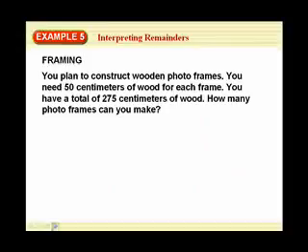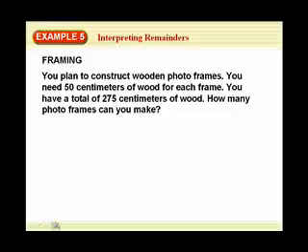Alright, example 5, interpreting remainders. You know, you divide just like we did, we got that remainder 19. Sometimes we got to know, according to the problem we're solving, what does that remainder mean? So check this example out. Framing. You plan to construct wooden photo frames. You need 50 centimeters of wood for each frame. You have a total of 275 centimeters of wood. How many photo frames can you make? So basically, we want to know how many 50s are in 275.